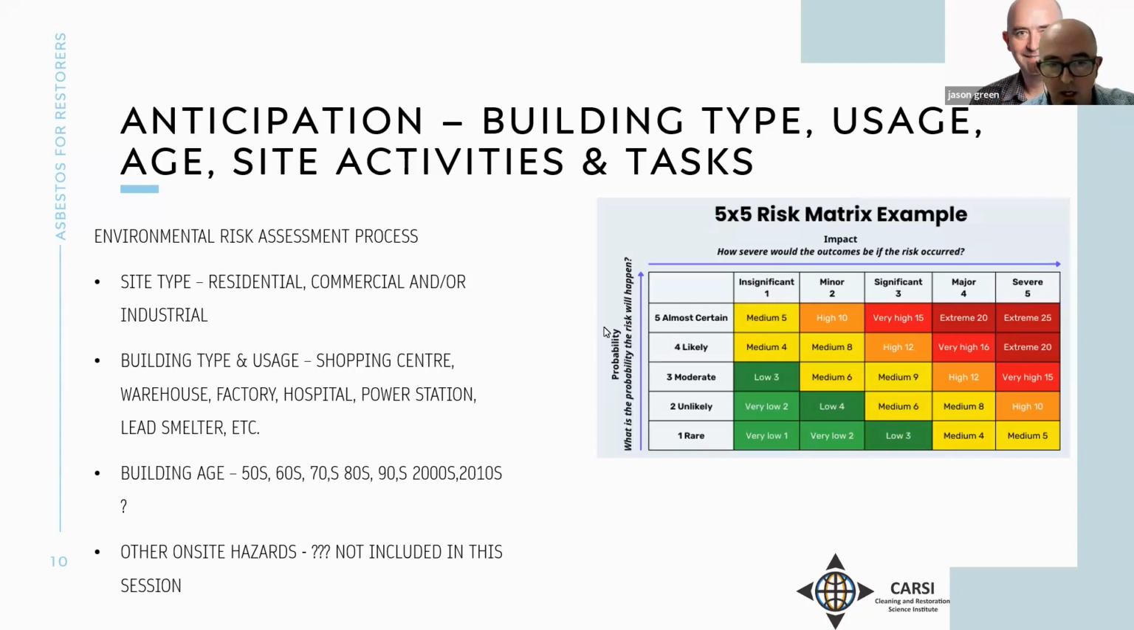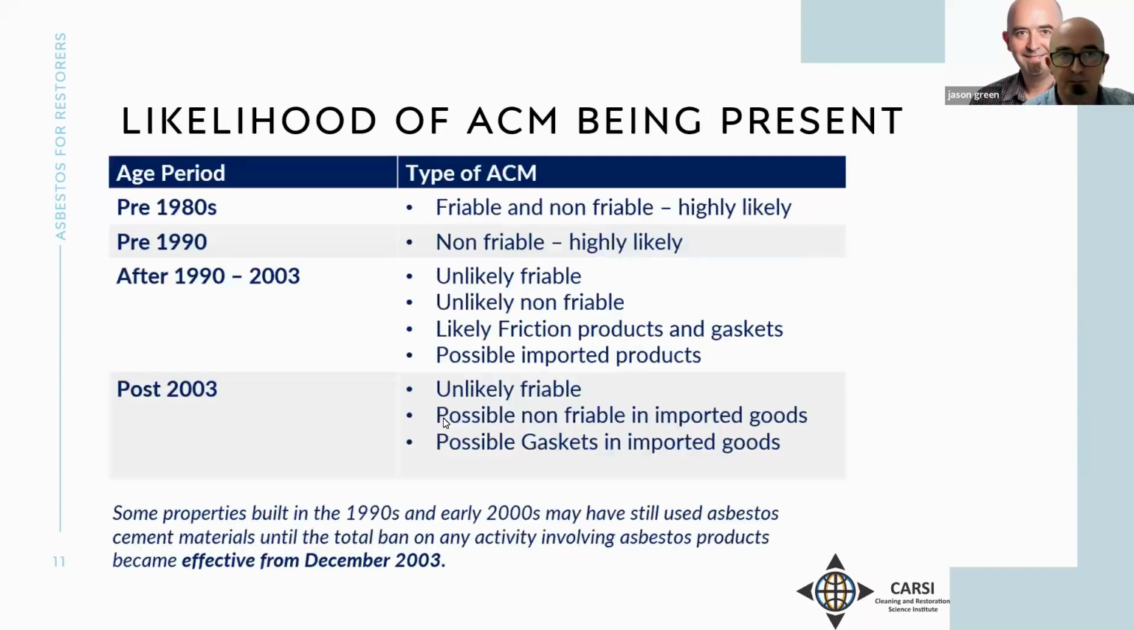So in general, the older the building, the more likely you're going to find more asbestos materials, and if it's a quite old building, then it might have friable asbestos materials. So we really need to be aware of these sorts of things.